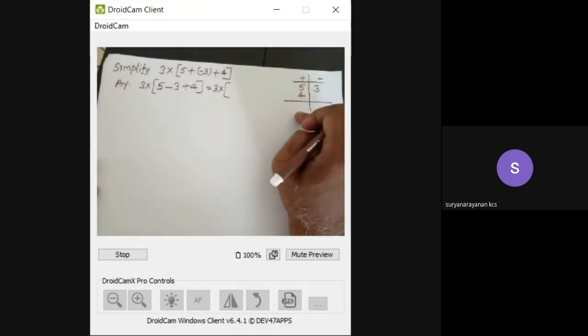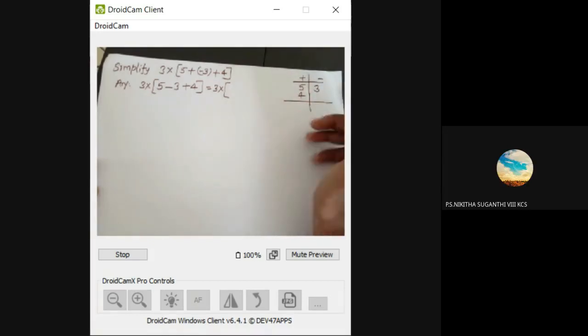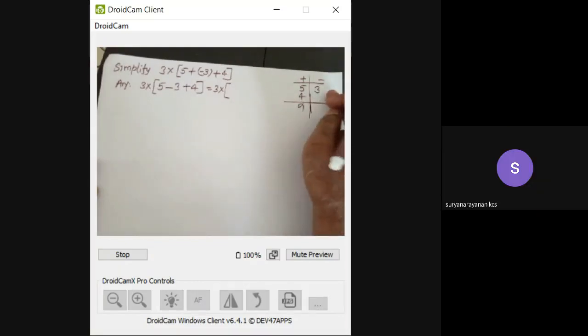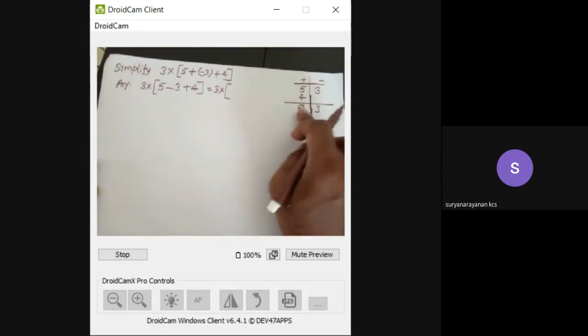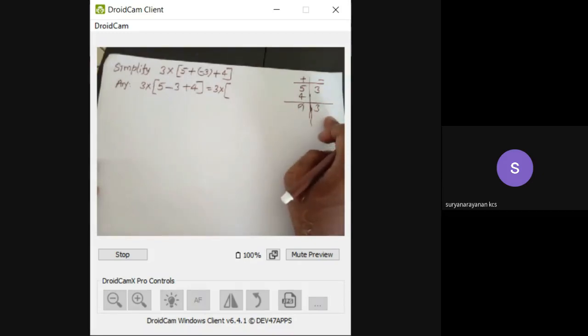What will you get under the plus box after simplifying these numbers? 9. Here in the minus box, only one number is there, so we carry down that number as it is. After getting this step, what should we do? Previously I told you the rule: we have to subtract the smaller number from the bigger number. Remember this as a formula.